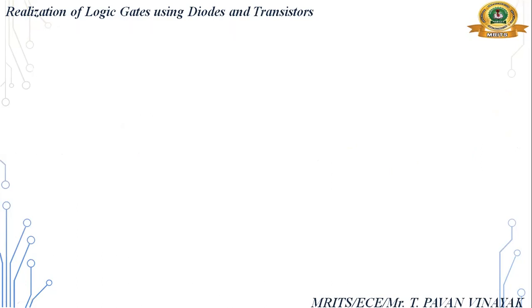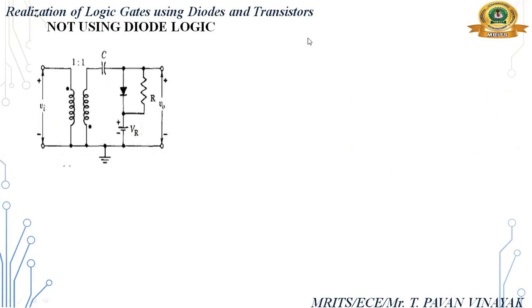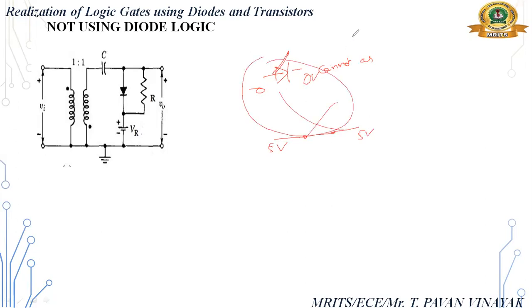Next, NOT gate. This is the circuit of NOT gate. Generally, a single diode cannot be used as a NOT gate, because whenever you give 0 volts, it is off, and we get 0 volts only. Whenever you give 5 volts here, it will be closed and we get 5 volts. So it is not a NOT gate, right?